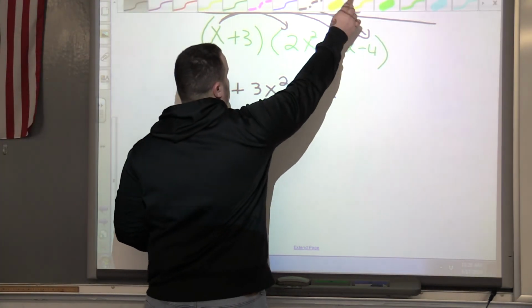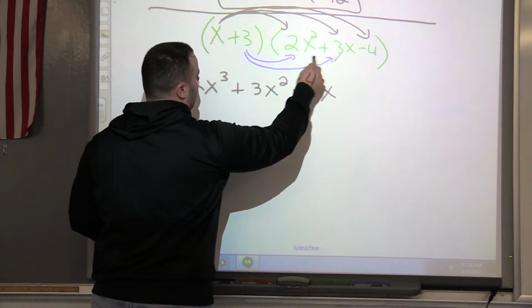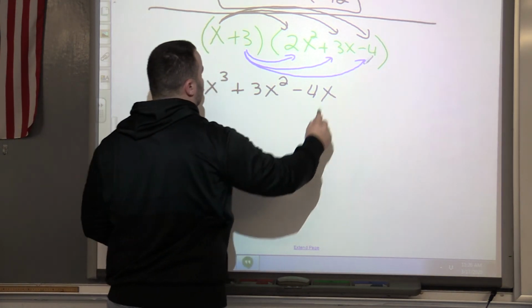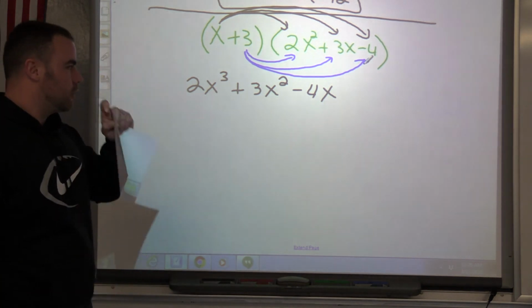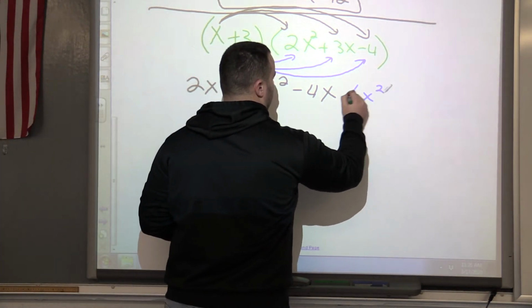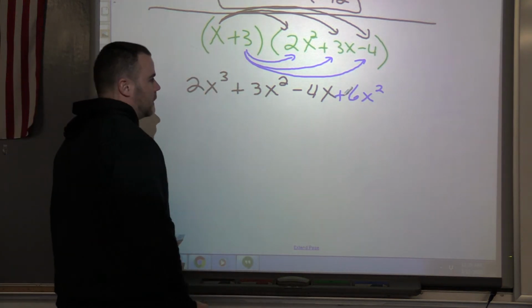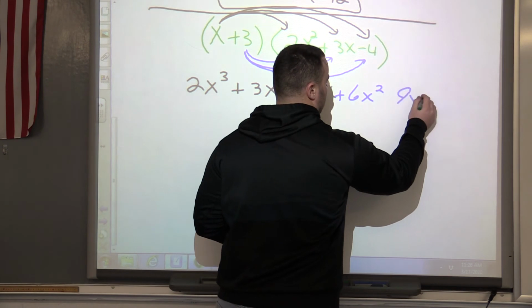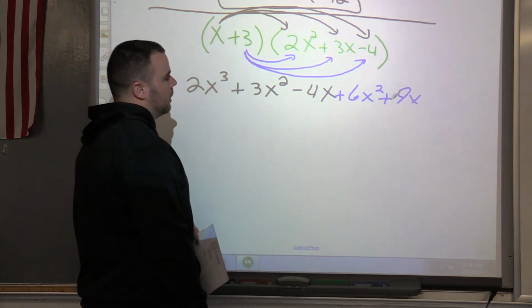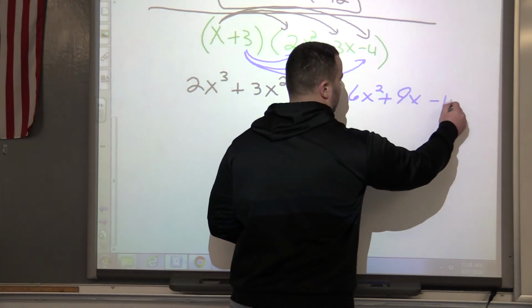Now I've got to distribute the 3. I'm going to do the exact same thing, multiply by all 3 things on the other side. So 3 times 2x squared is going to give me 6x squared, and that's a positive, so I'm going to put a plus. 3 times 3x will be 9x. Once again, positive, so I put a plus. And 3 times negative 4 is negative 12.